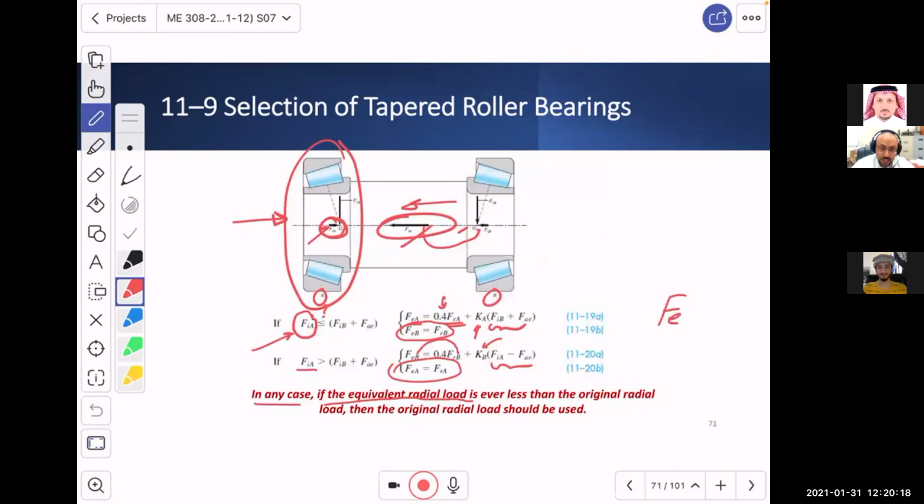In any case of these, for example FEA, let's assume, just for the sake of assumption here, if FAE is 100 and if FRA was, for example, 200, then you should use the equivalent as 200, not 100. Okay, got it. Okay.